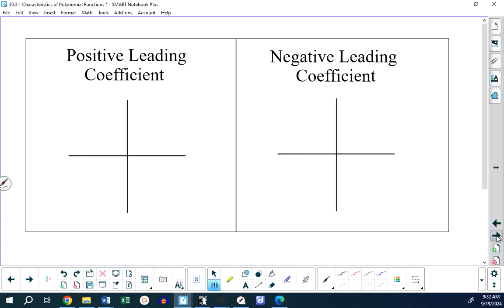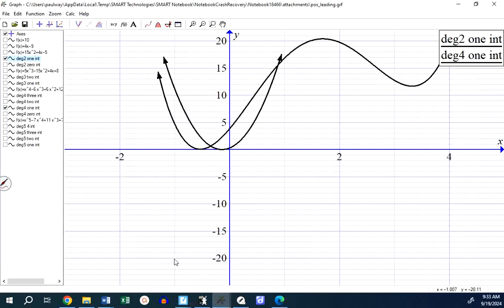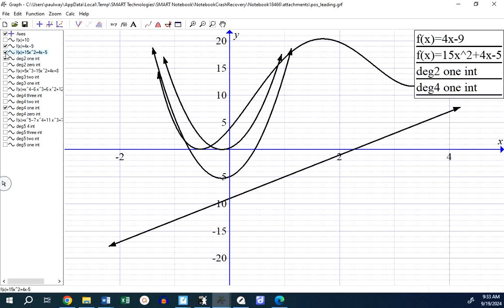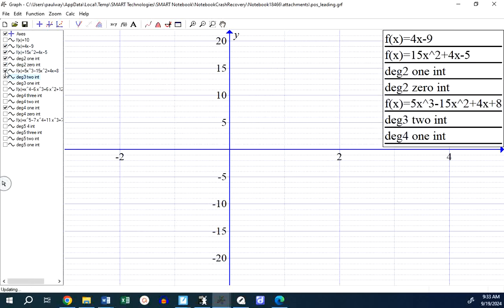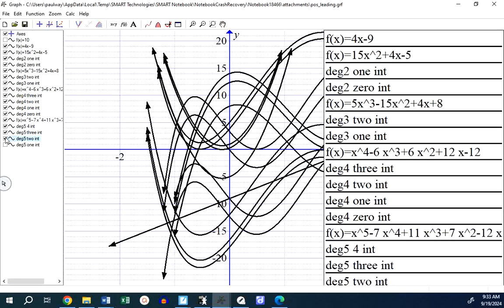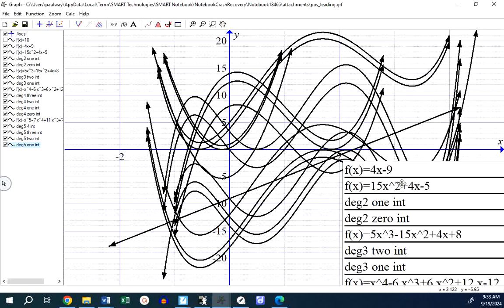Positive leading coefficient, negative leading coefficient. I'm going to assault your senses here. I'm going to tell you right now, I'm going to leave the constant one out. That all of these polynomial functions, even though you're not going to see any of the equations, I'll just move it out of the way. I think I can. Yeah.